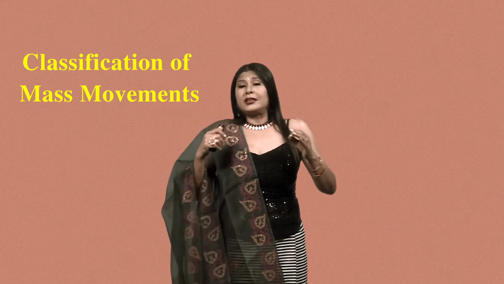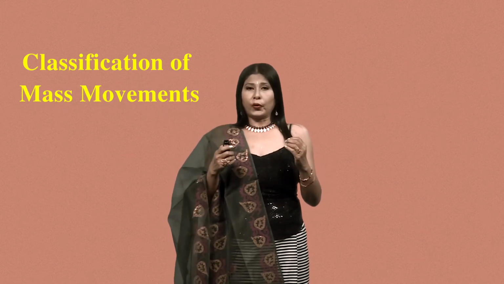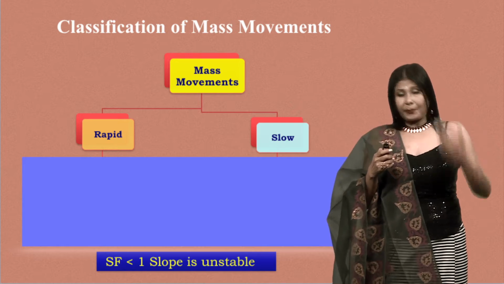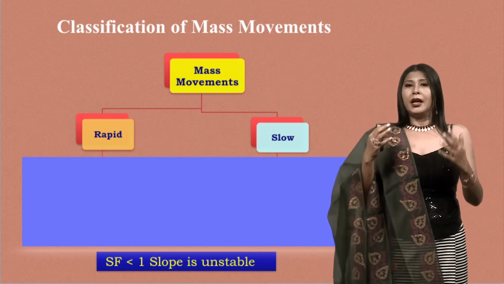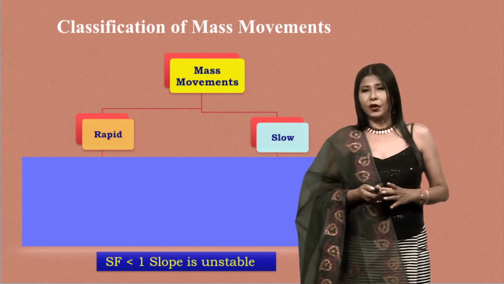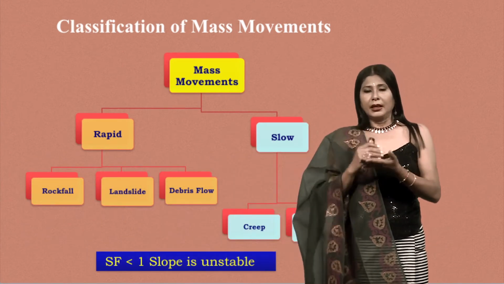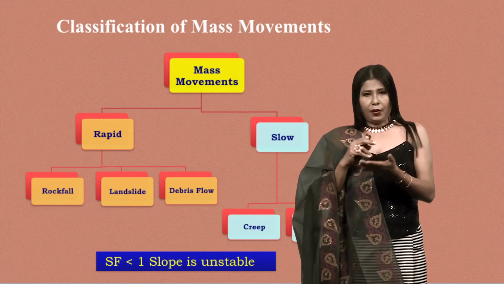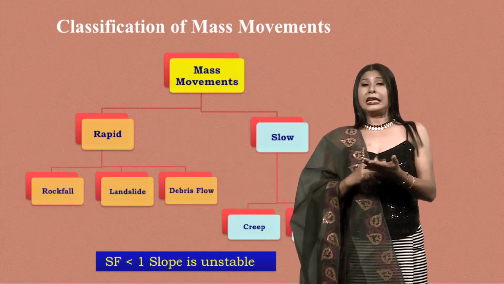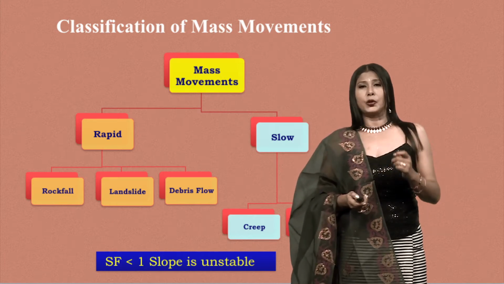The classification of mass movement based on the speed with which the mass movement is occurring, how rapidly or how slowly the material is falling down slope. Based on that, we have two types, rapid and slow. Amongst the rapid, rock fall, landslide and debris flow, and in the slow ones we have creep and solifluction.